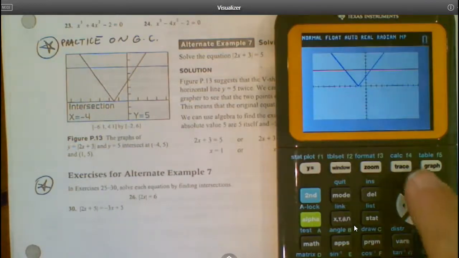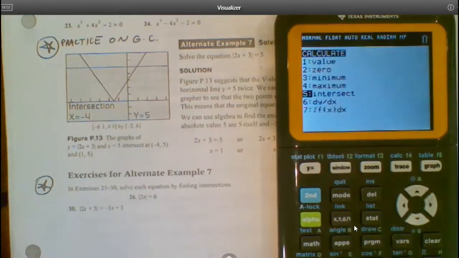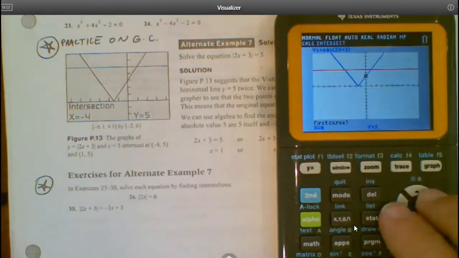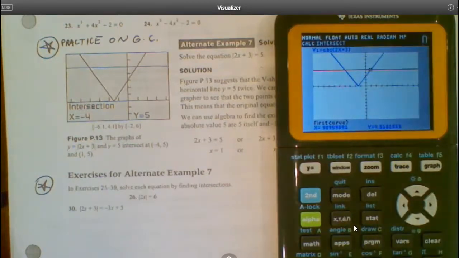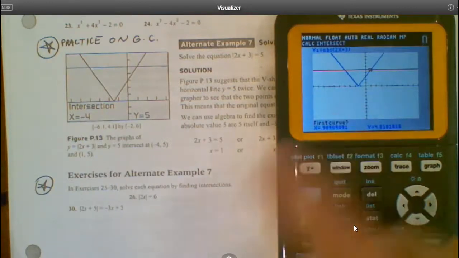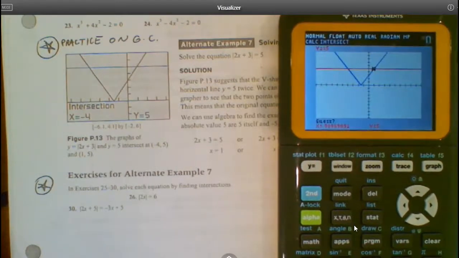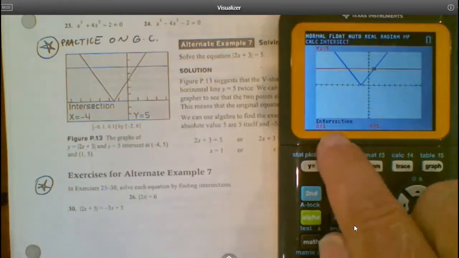But anyway, I'm going to go back under calc, go down to option 5 that says intersect, and hit enter. There's 2 of them, right? So all you have to do is, wherever your cursor is closest to, that's what it's going to give you the answer for. So just put it closer to one of the points of intersection. For these questions, all you have to do is continue to hit enter. So I'm going to hit enter, enter, enter, and my first answer is 1.